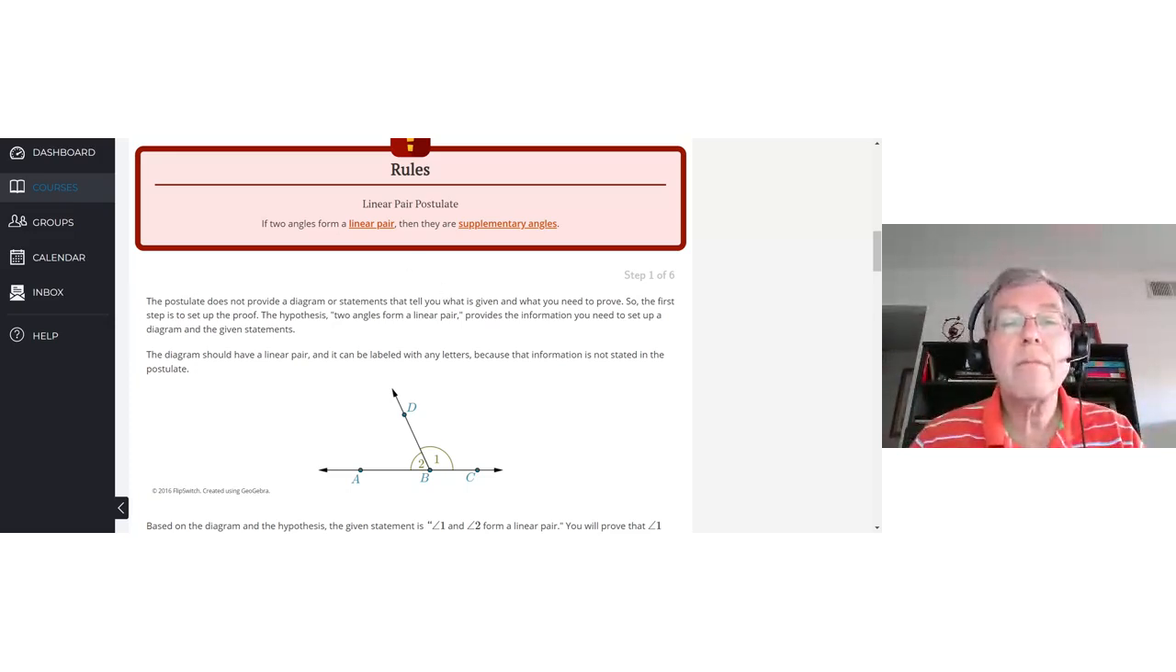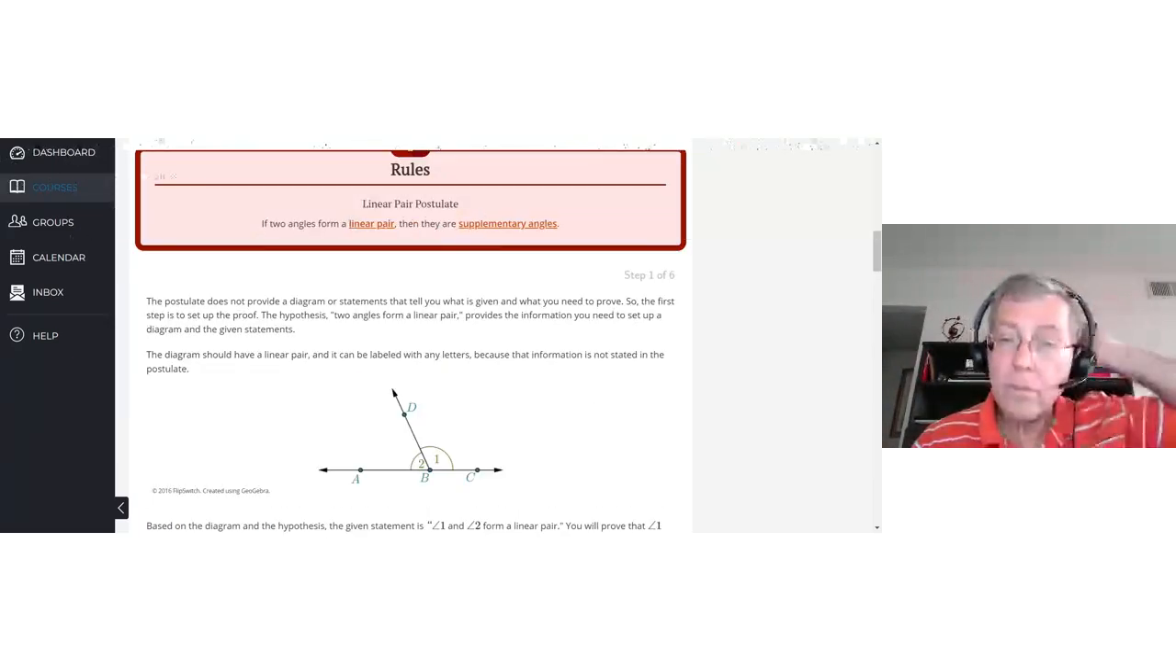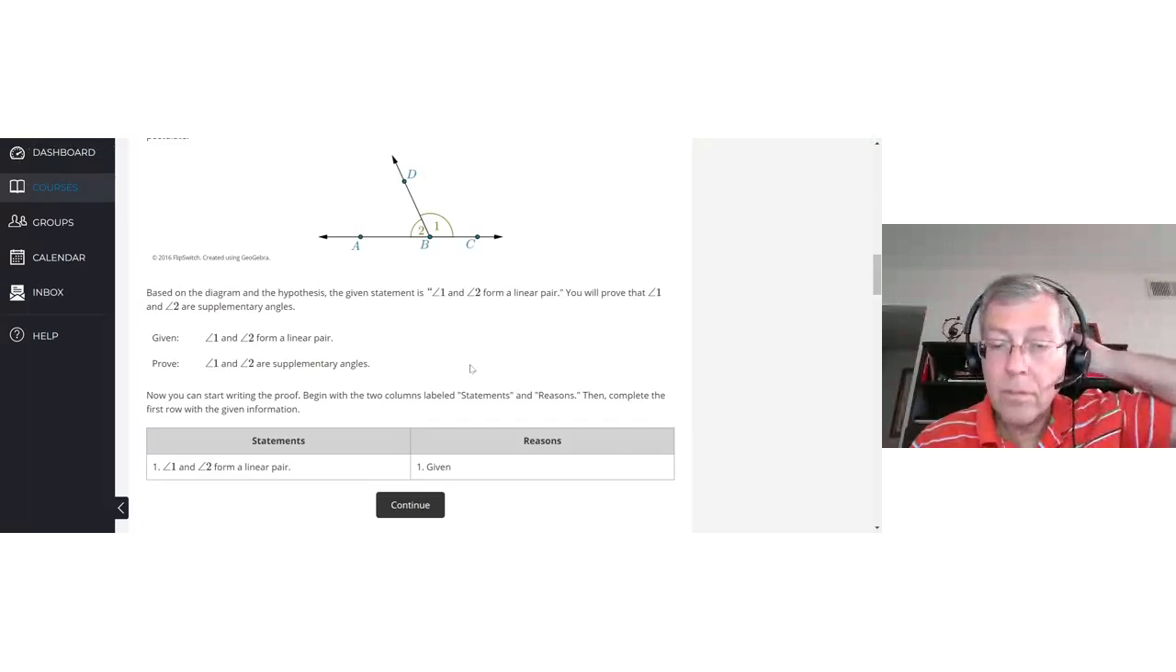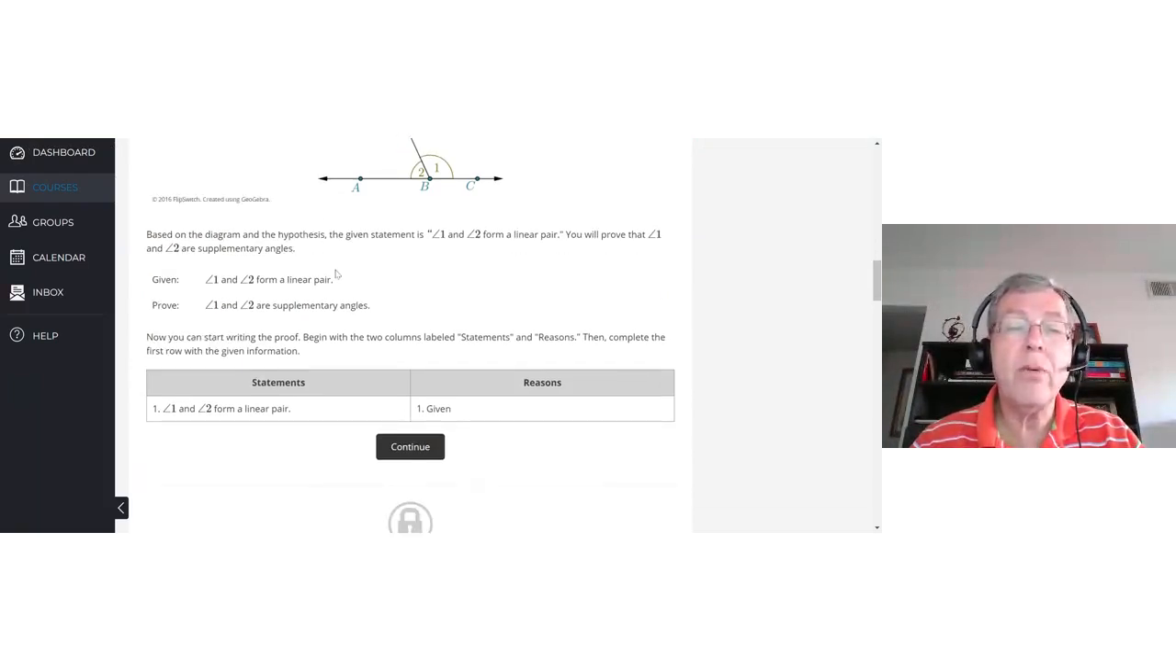So you have to remember definitions. Supplementary angles are 2 angles anywhere on your screen or page that add up to 180 degrees. But here, the 2 angles are going to be part of a straight line, which is a 180 degree angle. So let's see how the person who planned this proof, what were they thinking?